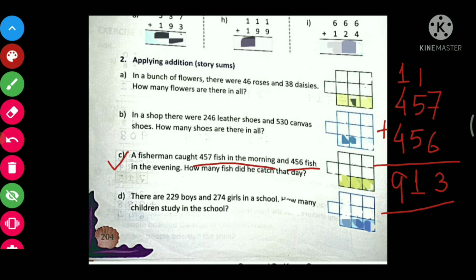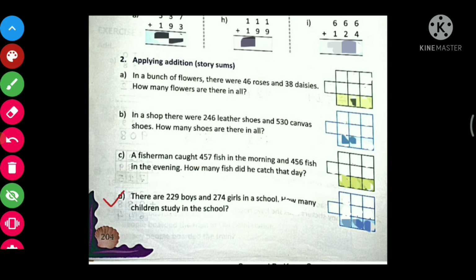Okay, now see the next one. There are 229 boys and 274 girls in a school. How many children studied in the school? So total number of boys are what? 229. And total number of girls is what? 274. So we have to find out the total number of students, or I can say the children's.